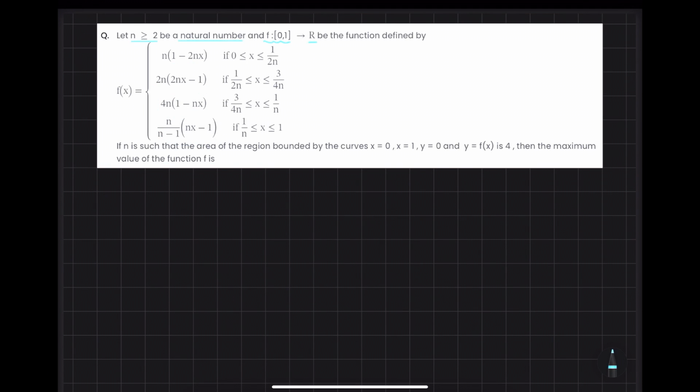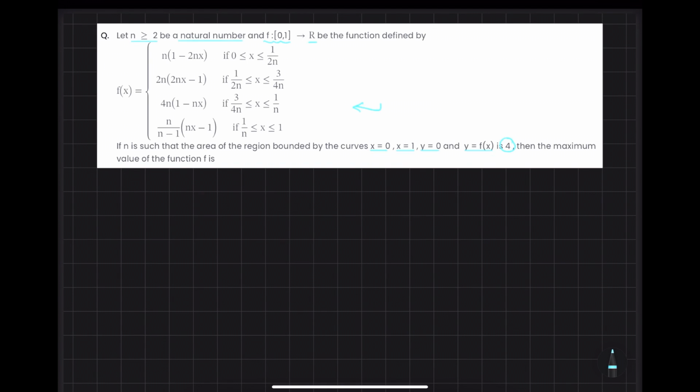Now, if n is such that the area of the region bounded by the curves x equals 0, x equals 1, y equals 0, and y equals f of x is 4, so these guys have already told you the value of the area, then find the maximum value of the function. So you have to find out the maximum value of your function. So look at this, how we will proceed.